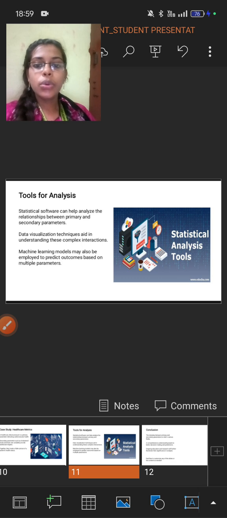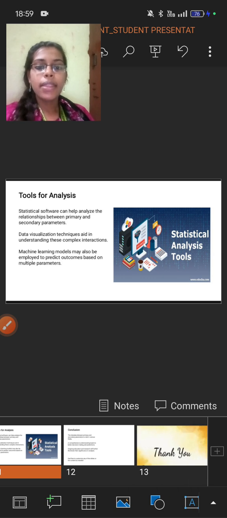Next one, tools for analyzing. Statistical software can help analyze the relationship between primary and secondary parameters. Data visualization techniques aid in understanding these complex interactions. Machine learning models may also be employed to predict outcomes based on multiple parameters. We can see in this picture there are statistical analysis tools.